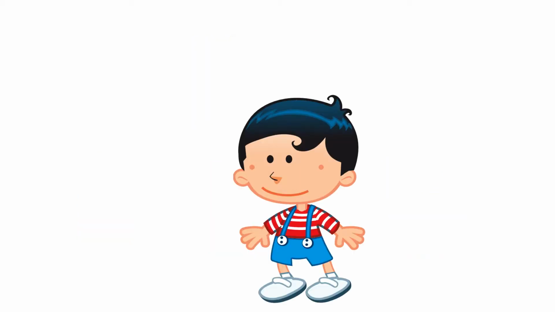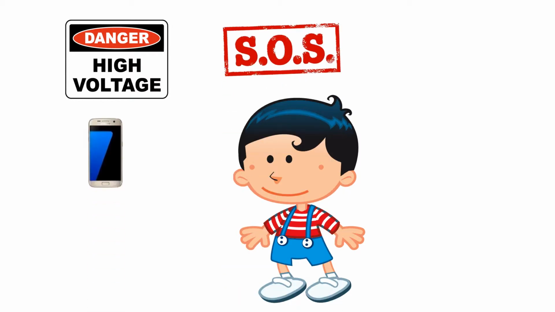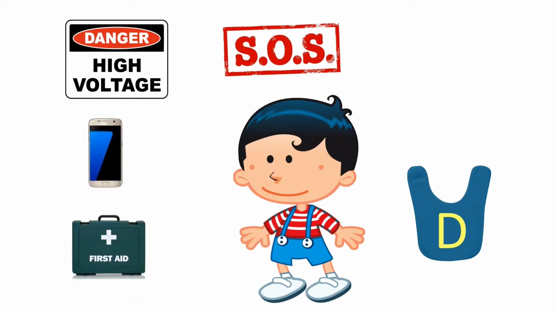Great work. Can you remember position number 1? 1 is top, and what is on top of your head? That's right, it's the danger sign. The danger sign is on top of your head. Now pointing to your mouth, position number 3, say 3 mouth. What is coming out of your mouth? That's right, the S.O.S sign, a mobile phone, a first aid kit, and a baby's bib with the letter D on it.